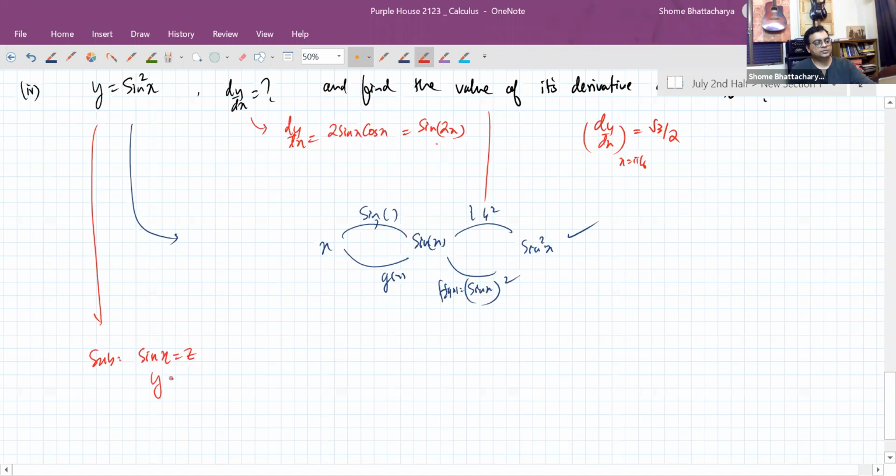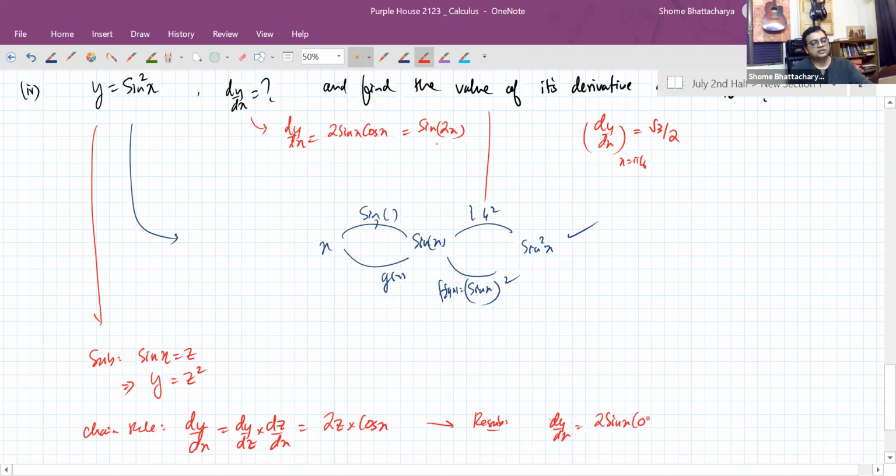Okay. So your y is becoming z square. So that's why in your chain rule step, that is becoming 2z into cos x. And then your resubstitution step. Your z is sin x, so it becomes 2 sin x into cos x. So this is the process, okay?